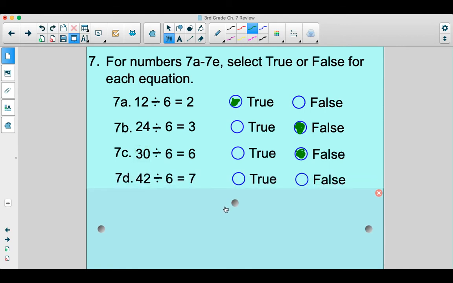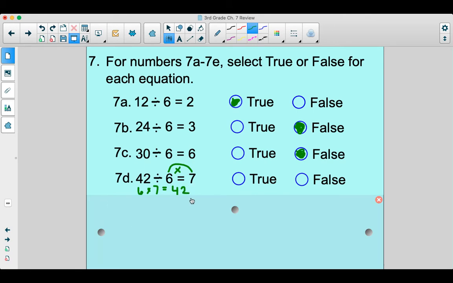All right, let's see the next one. 42 divided by 6 equals 7. Let's say we don't know the answer to this one. How could we figure it out? So what might you do? You might use something that you already know. Like maybe you already know 6 times 7. Do you know what that is? 6 times 7 makes 42. So that would make this one be a true story, right?